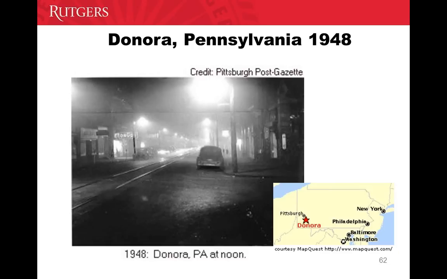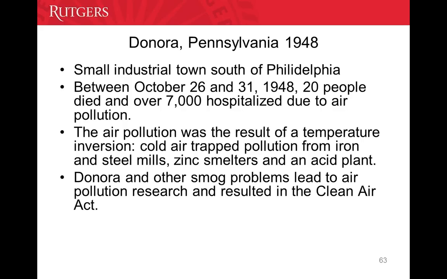So here's a famous picture from the Pittsburgh Post-Gazette in 1948. And this is Donora, Pennsylvania at noon. Donora is an industrial town not too far from Pittsburgh. And one of the challenges is the famous story about this small industrial town where 20 people died and over 7,000 people were hospitalized between October 26 and 31 in 1948. And it was a result of a temperature inversion.